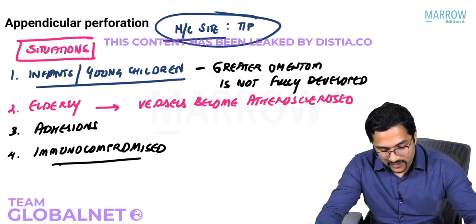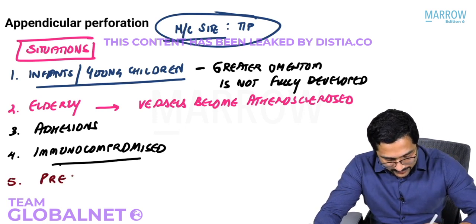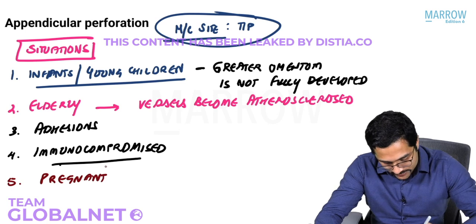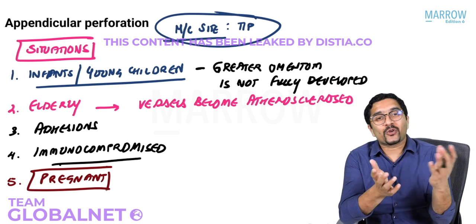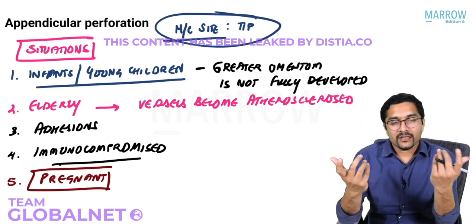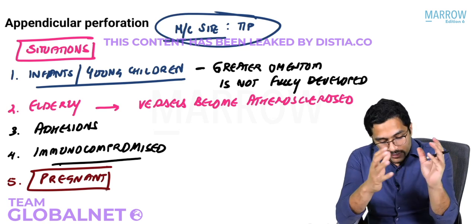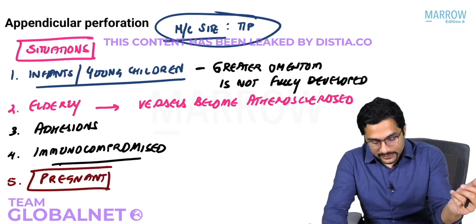And the final situation, which is also very important for the exam, is in pregnant patients. In pregnant patients, the appendix has to go over a speed bump. It has to go over the uterus. So that is going to take time, and in that time, the appendix can perforate. So these are the 5 situations where appendicular perforation can occur.